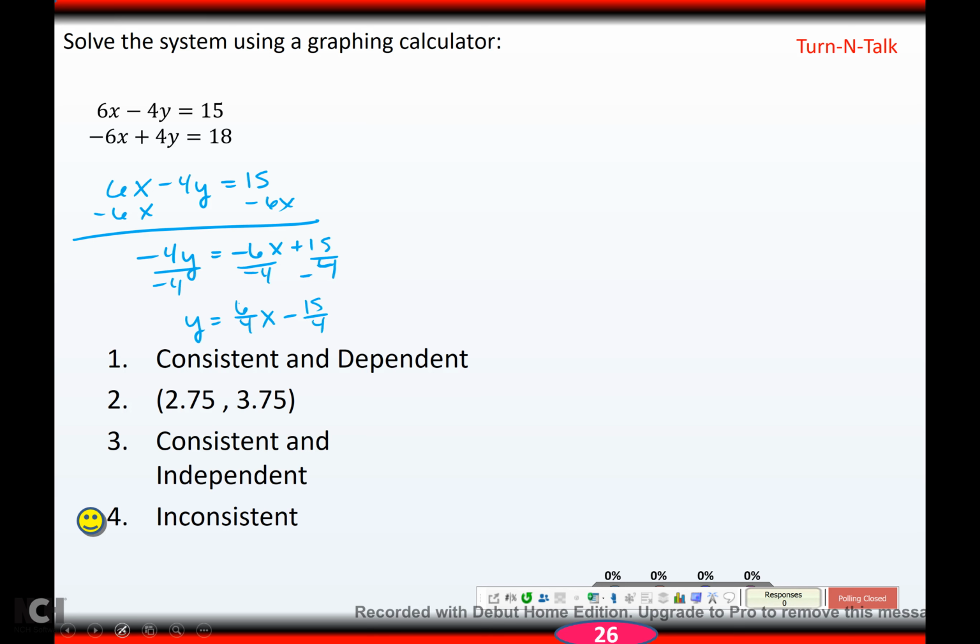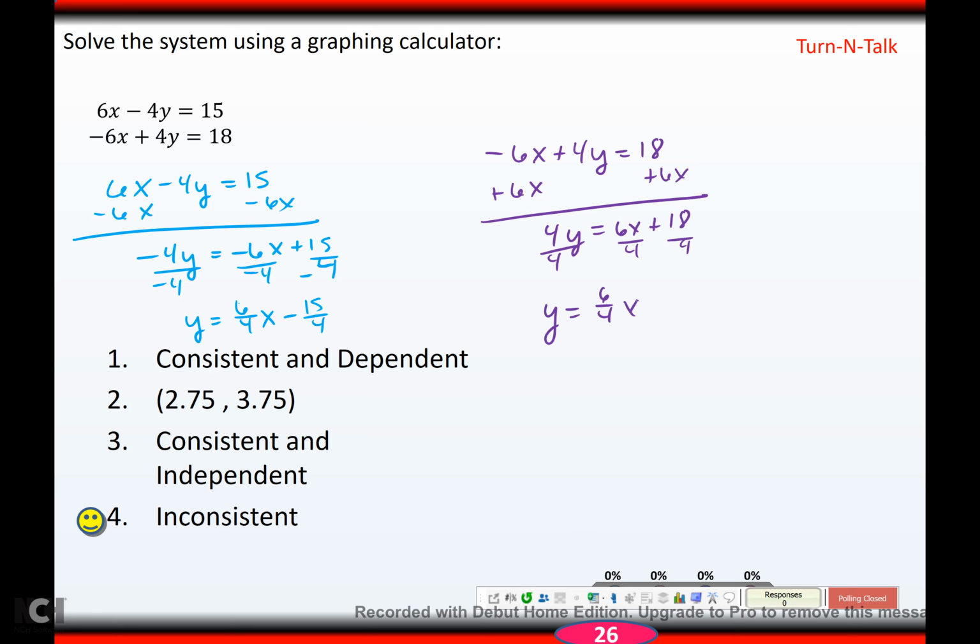I could reduce that, but if I do my second equation, negative 6x plus 4y equals 18, add 6x, I get 4y equals 6x plus 18, divide by 4, I get y equals 6 over 4x plus 18 over 4. I can tell you right now, because they have the same slope, that these two lines are parallel. If they're parallel, they never touch.